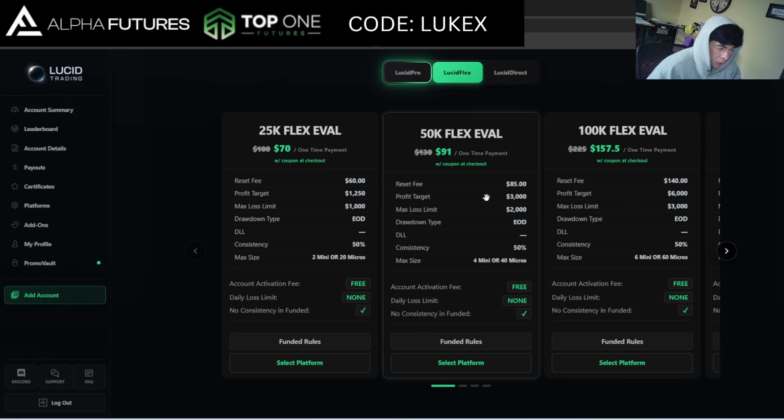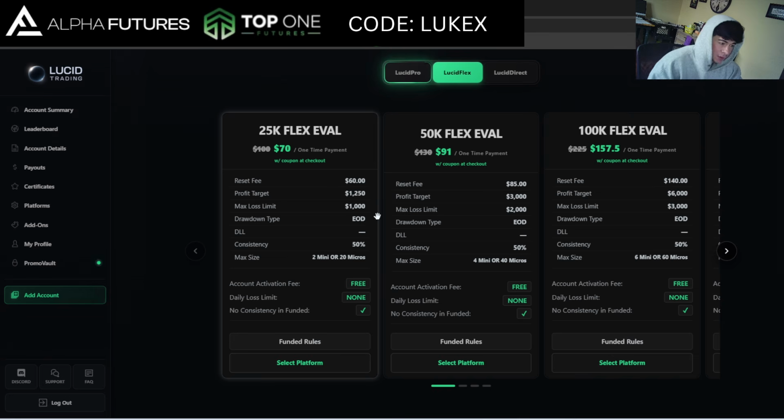Okay, so we have an $85 reset fee. It's pretty standard, a little bit cheaper. Then you have a $3,000 profit target and a $2,000 max loss limit, which is standard end of day drawdown, which we like. We don't mess with intraday trailing drawdown. Daily loss limit: none. Okay, this is perfect.